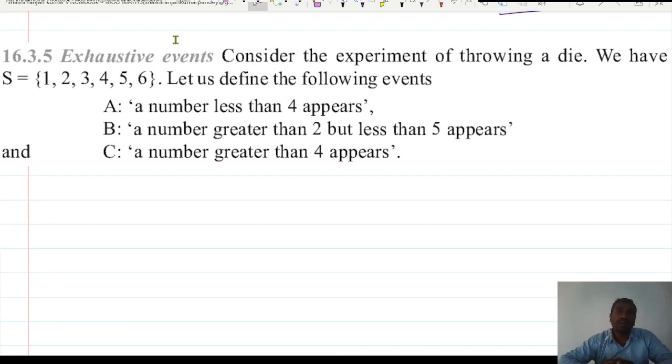In this video we will discuss the exhaustive event. Very important. What is the meaning of exhaustive? We have discussed the exclusive event, the mutually exclusive event. So now see what is the exhaustive event. Hopefully this is your class 11th. We are discussing the probability chapter 5. So what is the exhaustive event?